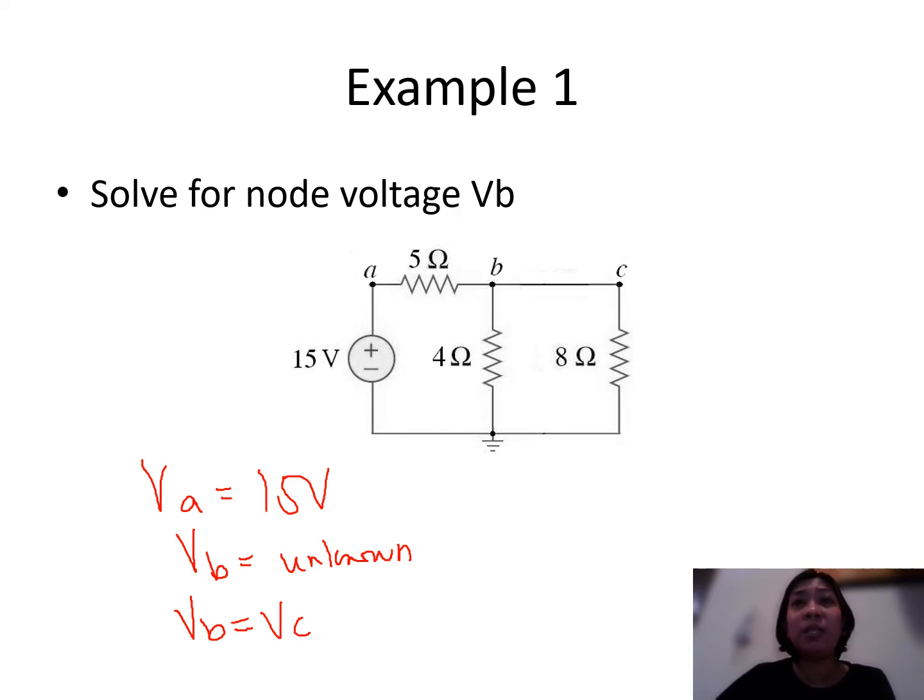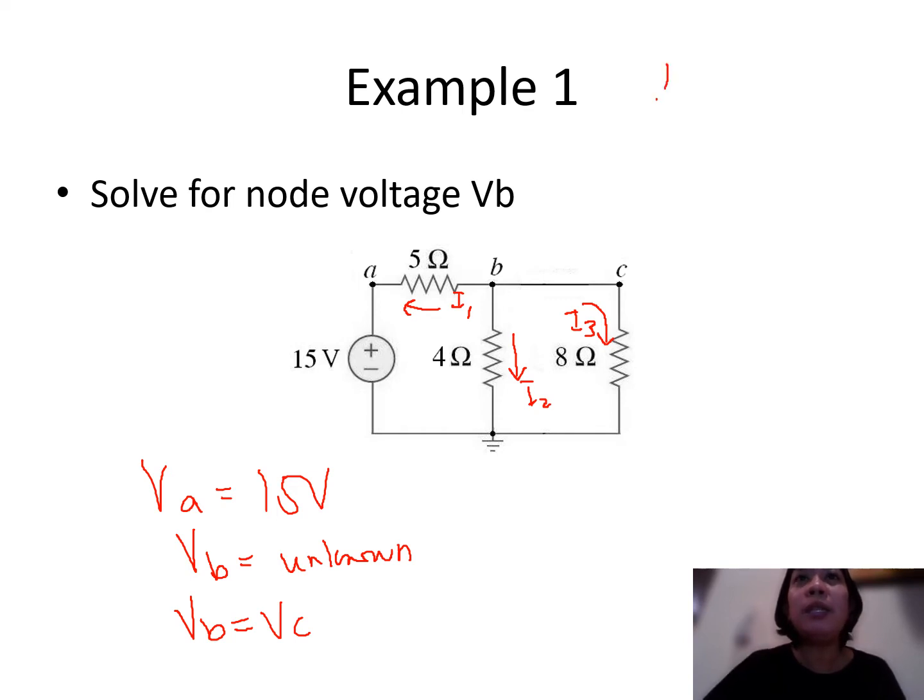Let us establish your current equations. We will be assuming that all currents will be leaving this point B here, or node B. So let us assume this is your I1. Let us assume that this is our I2, and let us assume that this is our I3. So we have here our three currents, all of them leaving our node B.